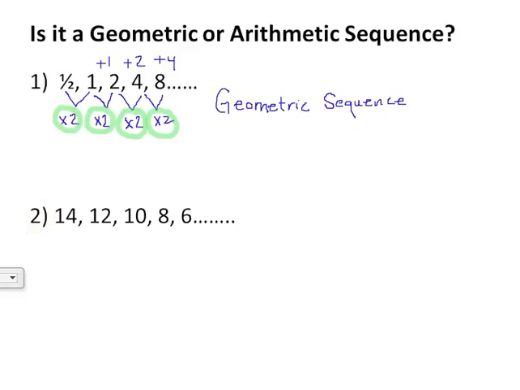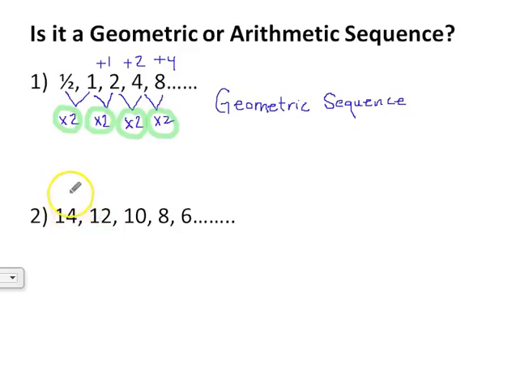What about number 2? So are we increasing or decreasing? 14, 12, 10, 8, 6. So we're definitely decreasing. So now let's see, are we decreasing by the same amount each time?